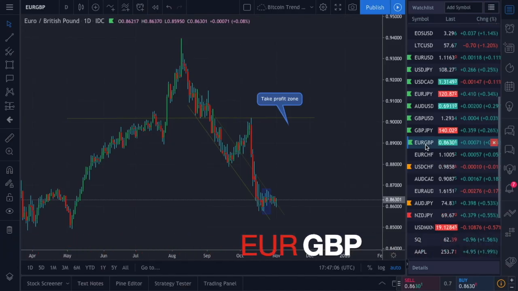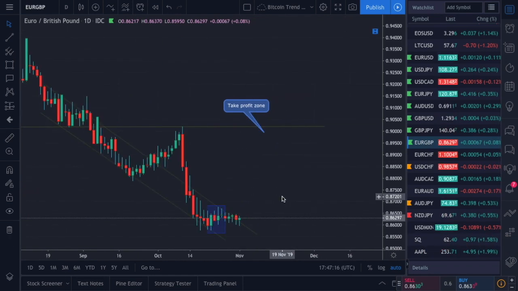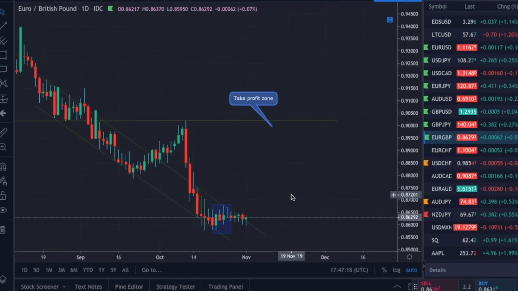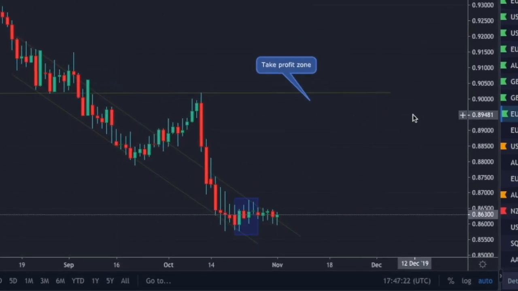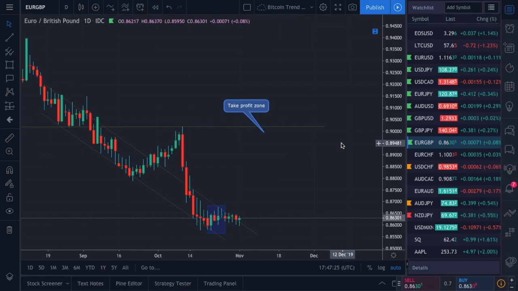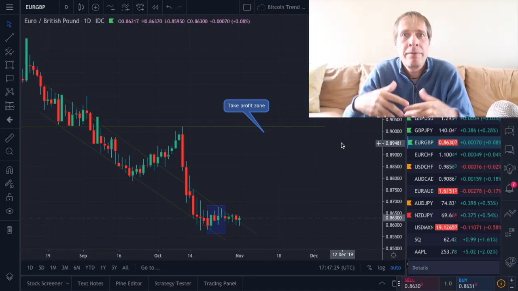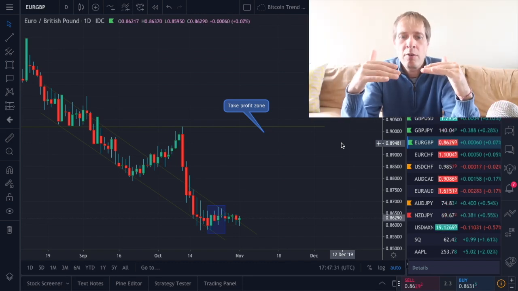Now let's take a look at the euro versus the British pound. And again, we are trading within last week's range. And the reason for that is there's just a lot of indecisiveness going on as far as British and EU politics are concerned. So price is rightfully just staying within this narrow range.